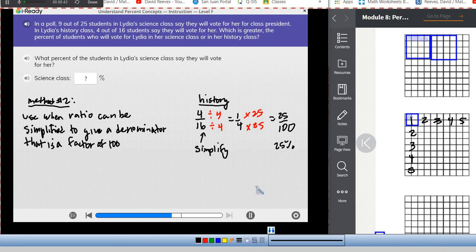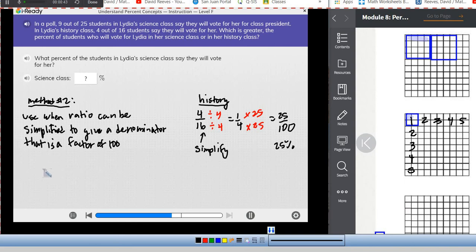All right, so can you see that? If you can simplify to get a factor of 100, then you can use this method, because then it's just like going back to method number 1.